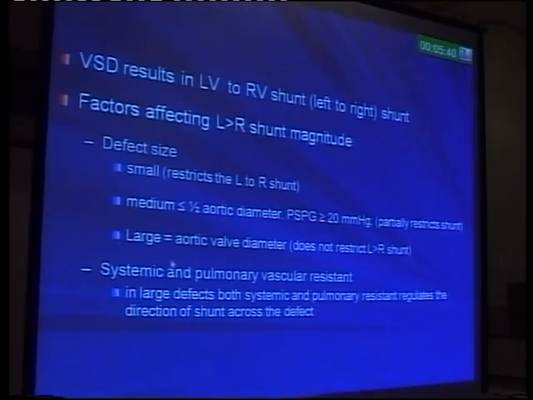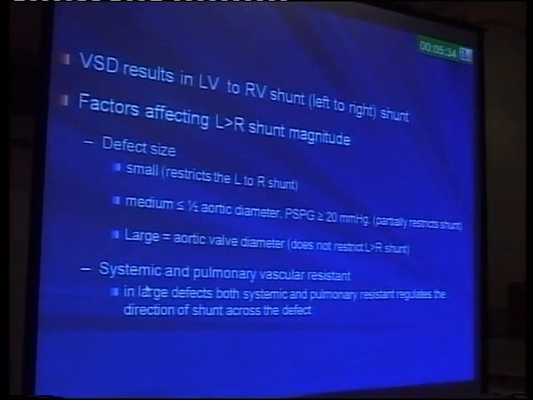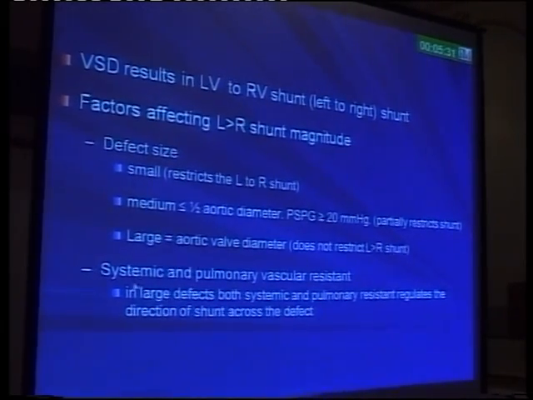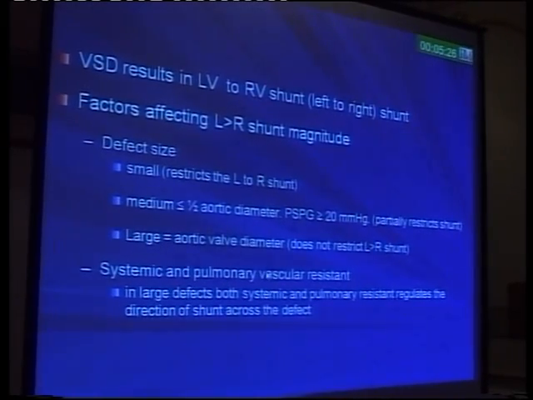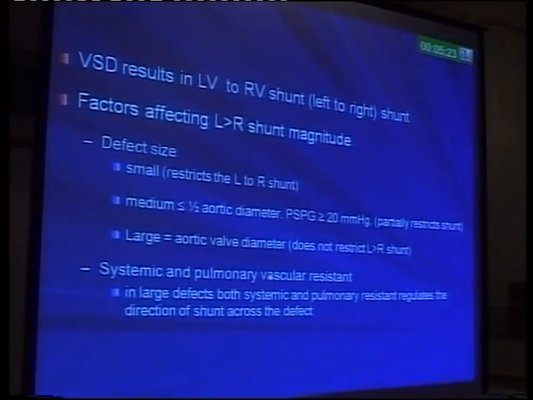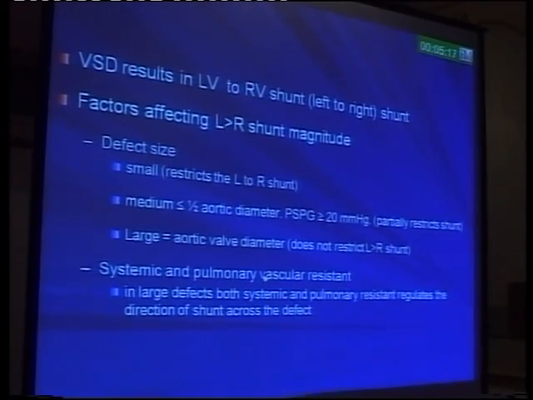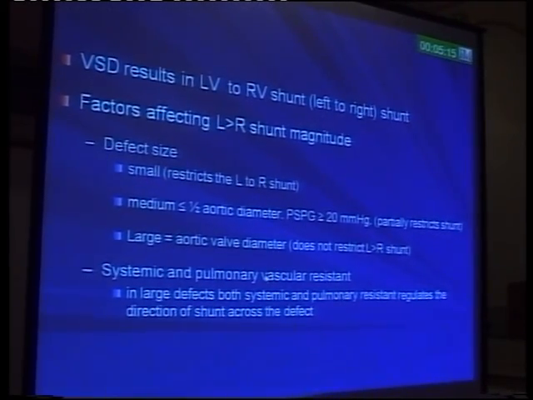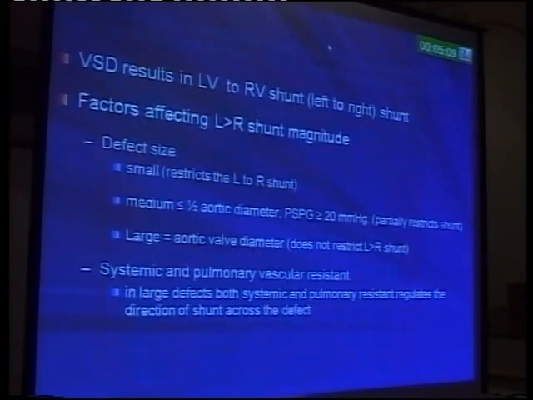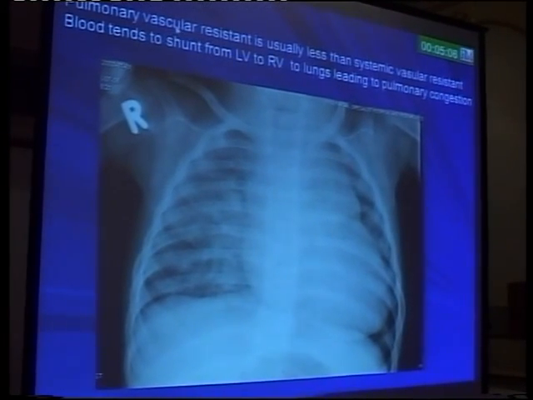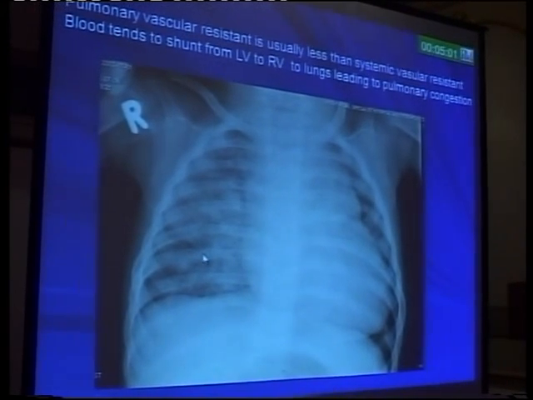In this case, you go to the next important factor that affects the shunting, which is the relationship between the systemic and pulmonary vascular resistance. If the systemic vascular resistance is higher than the pulmonary vascular resistance, the blood will flow from the left ventricle to the right ventricle. And if the pulmonary vascular resistance is higher than the systemic vascular resistance, the blood will flow from the right ventricle to the left ventricle. Most of the time, the systemic vascular resistance is much higher and the pulmonary vascular resistance is much lower. So in this case, most of the blood will prefer to go from the left ventricle to the right ventricle, and the blood eventually will go to the lungs.